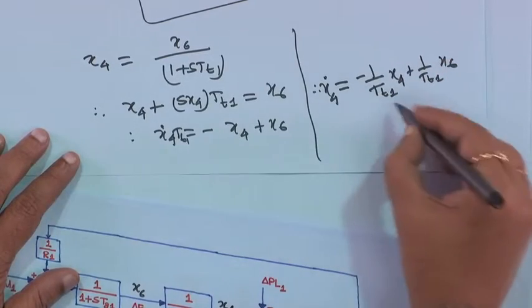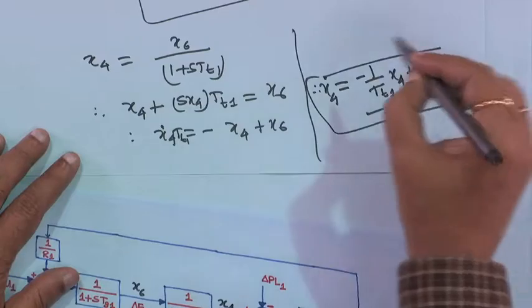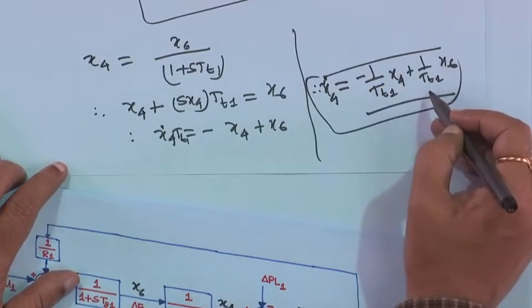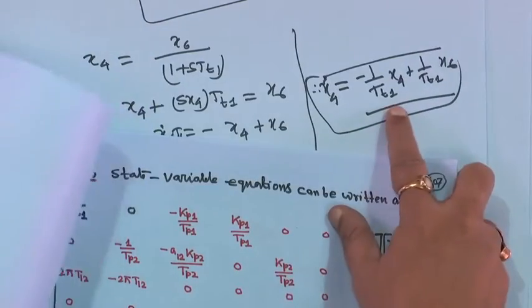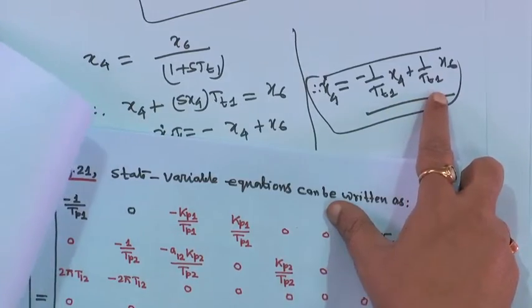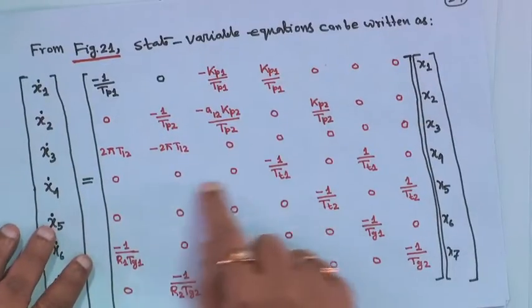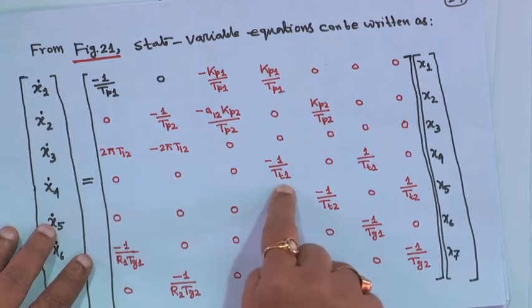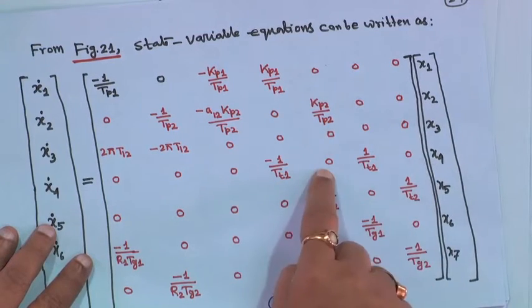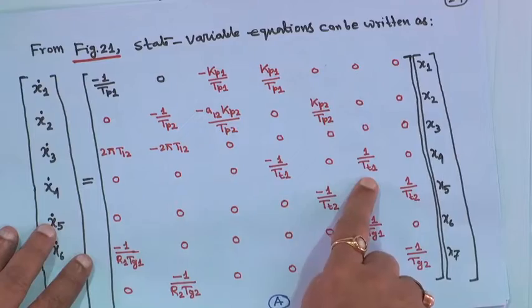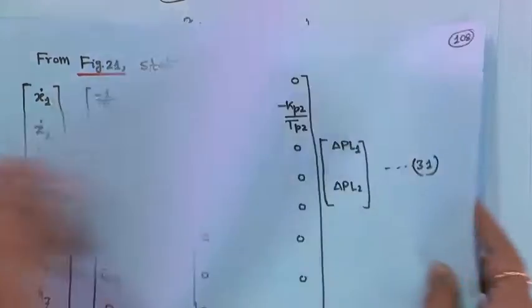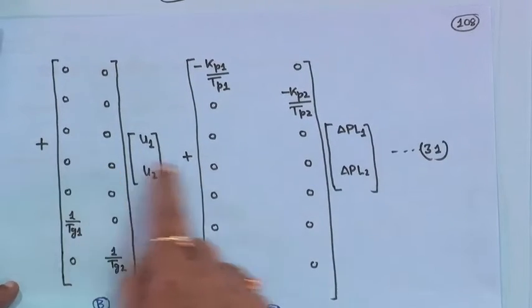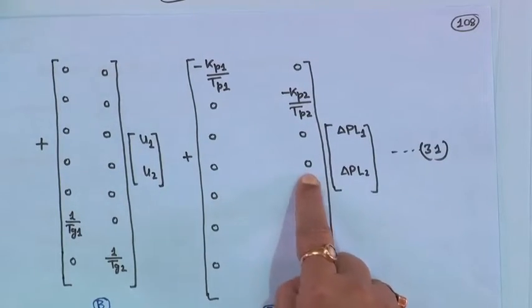So, here also no u involved, no delta PL is involved, only these two elements will be there in that A matrix, right. So, if you see the x4 dot, it is minus 1 upon T_T1 x4 plus 1 upon T_T1 x6. Look, all are 0, first 3, minus 1 upon T_T1, this into x4, the fifth one is not there, then 1 upon T_T1 x6, right, 0. And similarly on the fourth row, because no u, no delta PL is there, so here it is 0 0, here also it is 0 0, right.